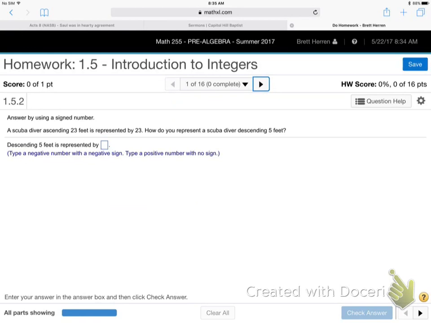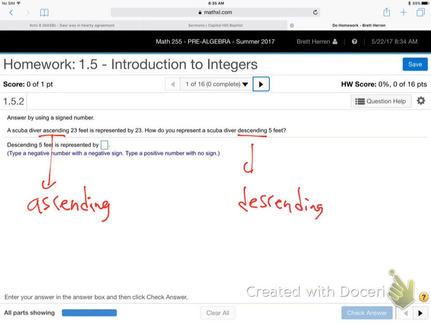All right, a scuba diver ascending 23 feet is represented by 23. How do you represent a scuba diver descending? So first off, what are those words? Ascending, descending. It's almost like a vocabulary test. What's ascending, and how's that different than descending? Going up and down, exactly. Ascending, the scuba diver was going back up towards the surface. Ascending is going up, descending is going down. So if he ascends 23, that's a positive 23.